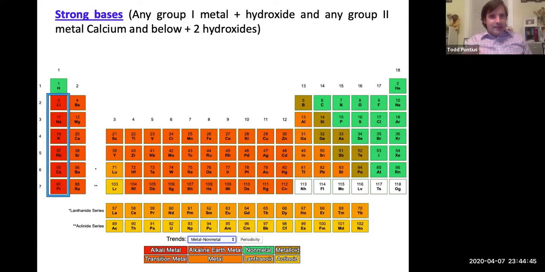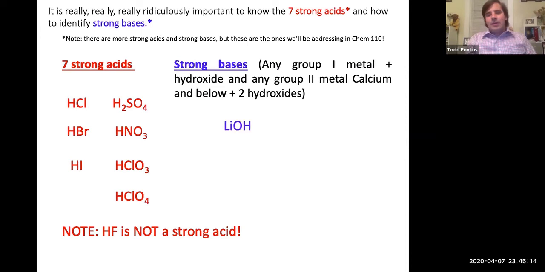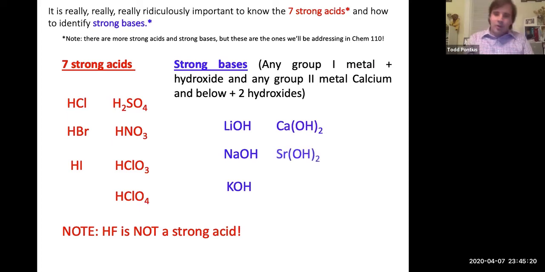So we have lithium hydroxide, sodium hydroxide, potassium hydroxide, rubidium hydroxide, cesium hydroxide, etc. And then any group 2, calcium and below. So for example, Ca(OH)2, Sr(OH)2. Each of these needs to be paired with 2 hydroxides because if we think about the charge on a group 2 metal, 2 plus, in order to neutralize the charge, it would need 2 OH minuses there, okay? So some examples of these are lithium hydroxide, sodium hydroxide, potassium hydroxide, and then calcium hydroxide, strontium hydroxide, et cetera. That's how we can identify a strong base.